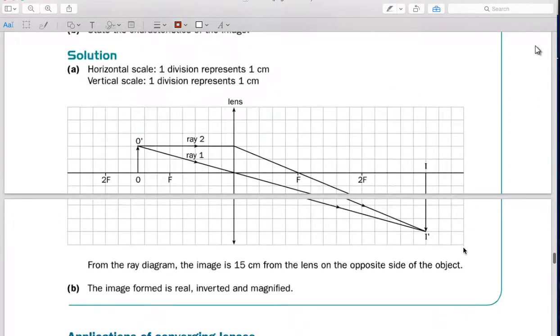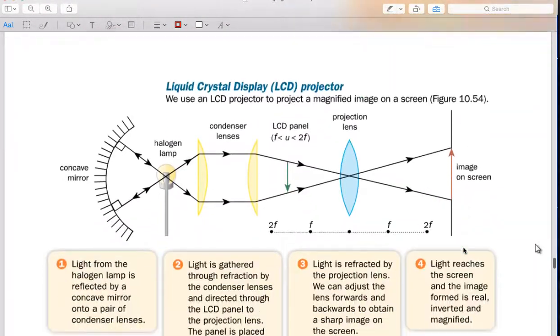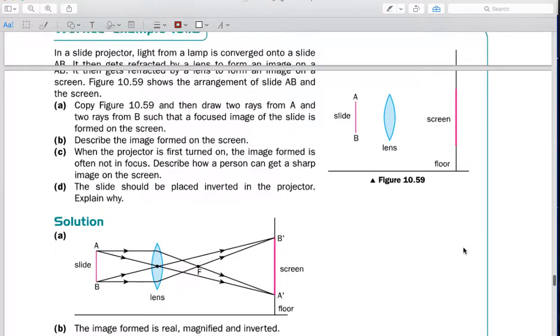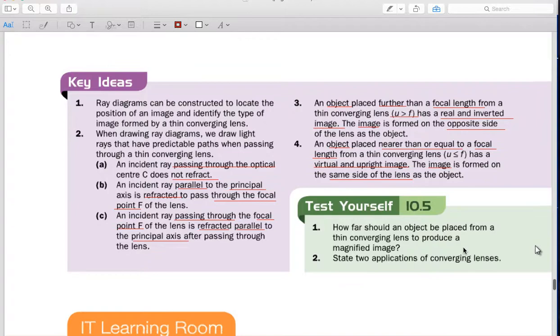Okay, so we'll just go through some of the workbook examples below. I've got some of the solutions, and we have actually gone through most of the examples in class. Okay, I hope you found this series of videos useful.